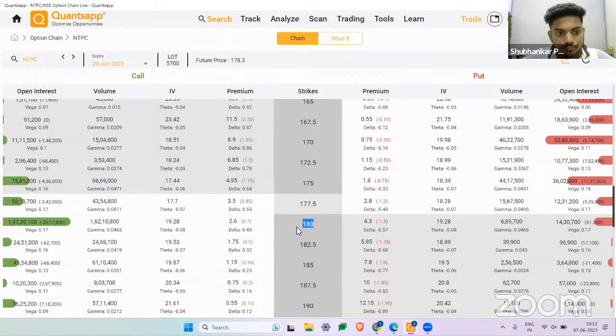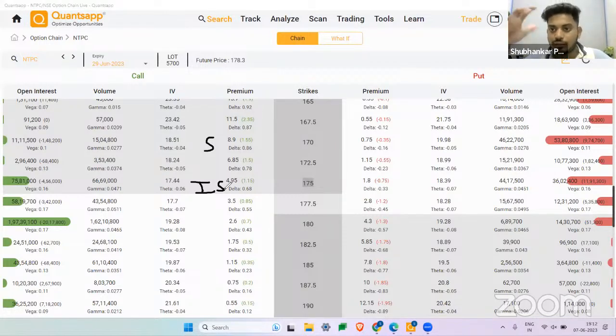So NTPC, 180 is the highest call, where the highest put is 170. So that is my support. However, where the immediate big put strike is, it is 175. So the major support is here, which is at 170. So this is my major support. This is my immediate support.